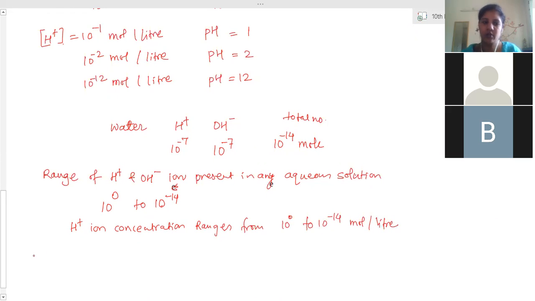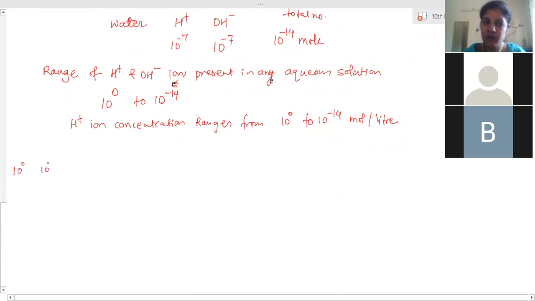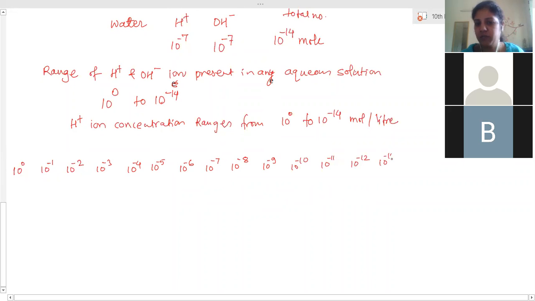Now, if I write all the numbers, tell me in which one is the value more and in which one is it lesser. The range is 10 to the power 0, 10 to the power minus 1, minus 2, minus 3, minus 4, minus 5, minus 6, minus 7, minus 8, minus 9, minus 10, minus 11, minus 12, minus 13, and minus 14.